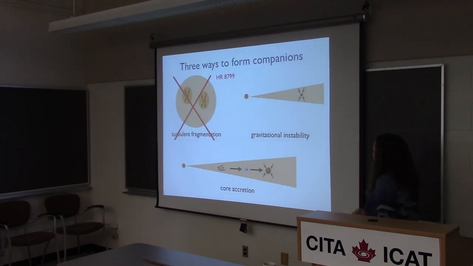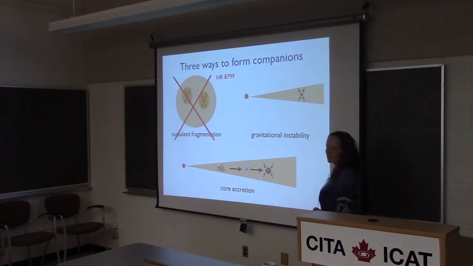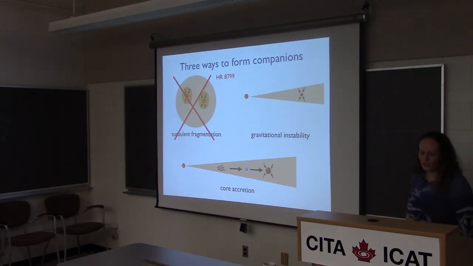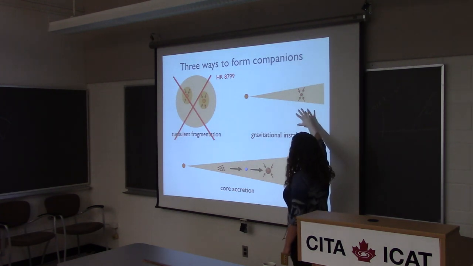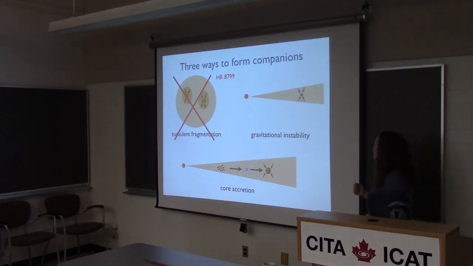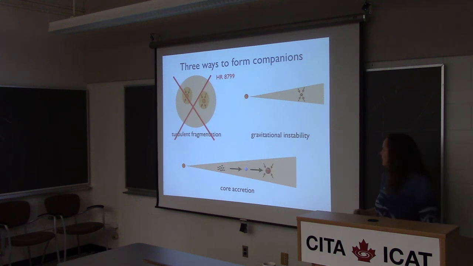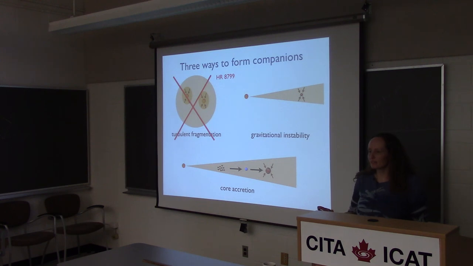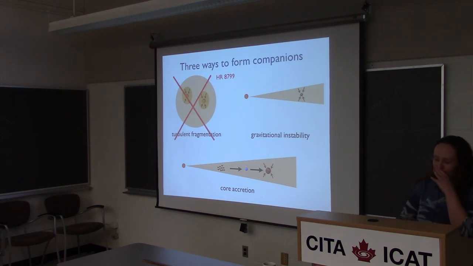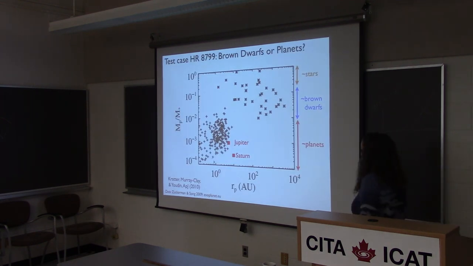All right, so we can go back to these two additional mechanisms, gravitational instability or core accretion. And this one, it's an old idea. It's been around for a long time and was out of favor for a very long time for good reason. And that is because when you try to do this, it generates really massive things at very wide separations. But of course, that's what the HR 8799 system looks like. So it's worth taking a look at this again.